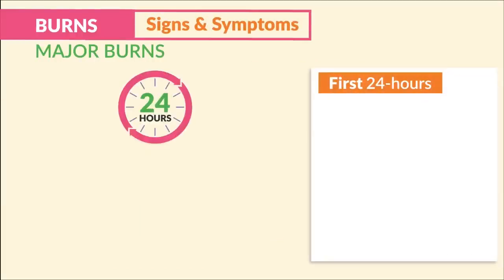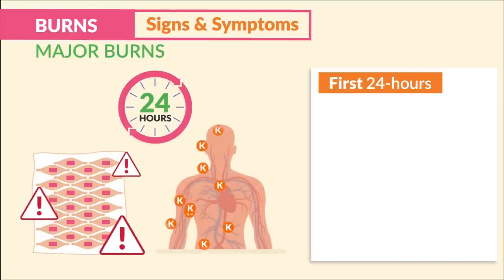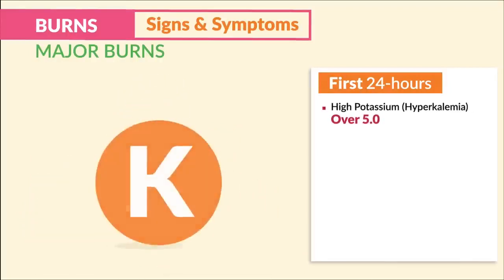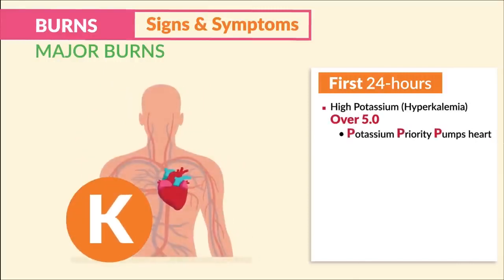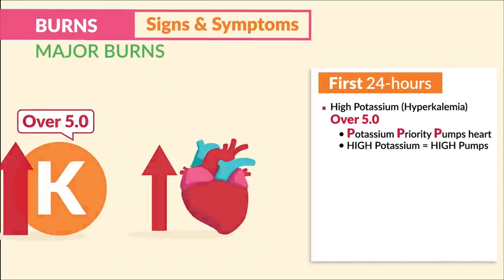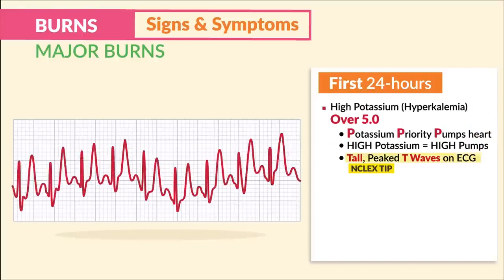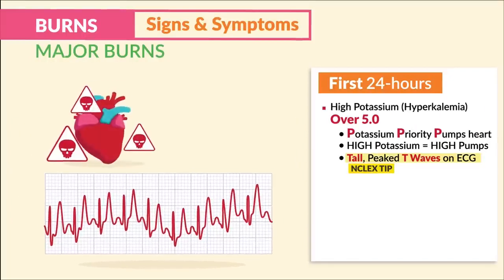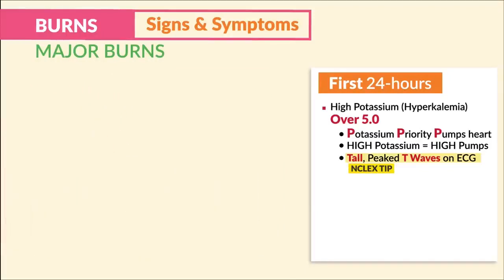The key point is that in the first 24 hours, as cells burst and cellular damage occurs, the cells release potassium into the bloodstream, causing high potassium, that hyperkalemia over 5.0. So just think, potassium is priority since it pumps the heart muscles. So with high potassium, we have high pumps of the heart, leading to key terms: tall peaked T waves on the ECG monitor. Huge NCLEX tip and a big priority, because this could lead to deadly cardiac dysrhythmias, making potassium always the #1 priority.